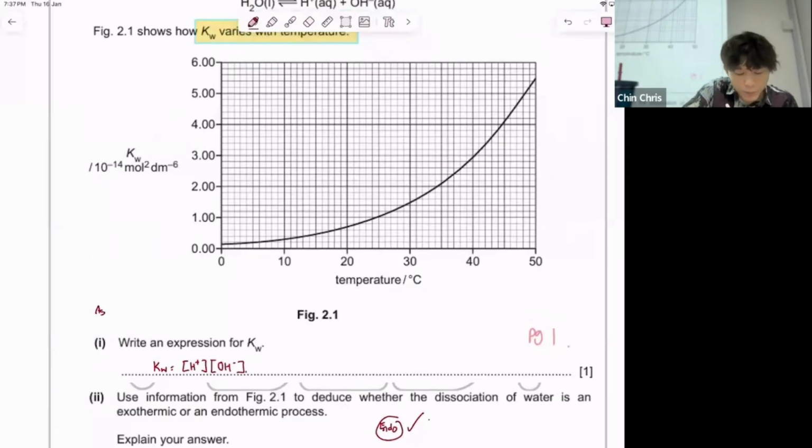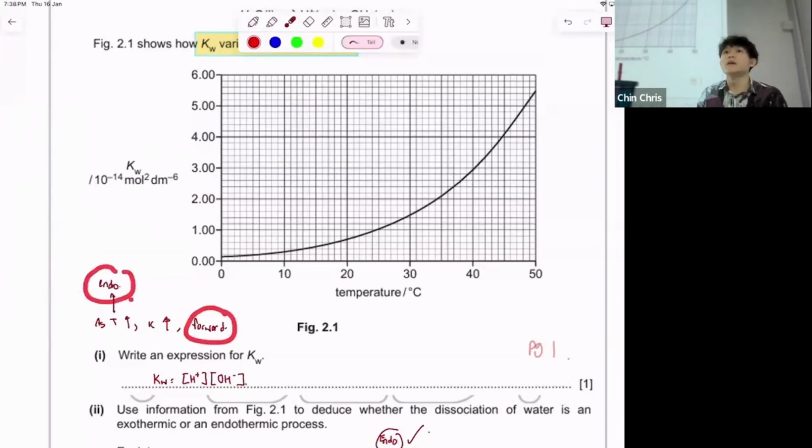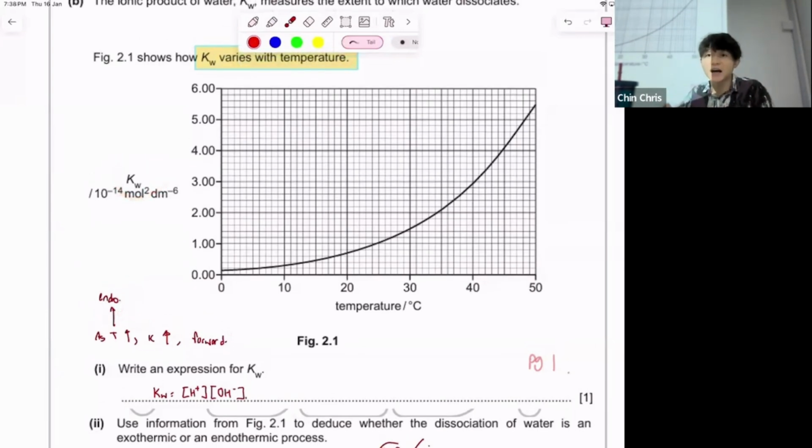Okay, as your temperature increases, guys, what happens to your K value? K value also increases, is that right? So guys, recall AS. When your K is higher, does it favor forward or backward? Forward, right? So when temperature increases, it favors forward. Recall AS again: increased temperature favors endothermic, right? Which means forward is endothermic. Done. It's just AS.